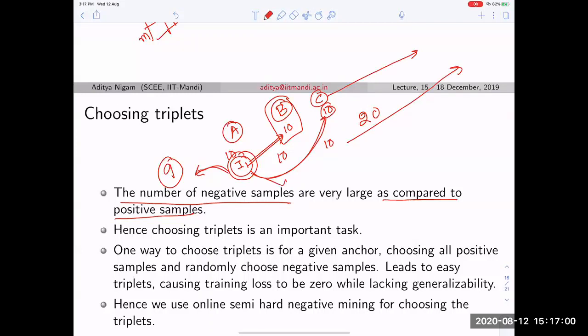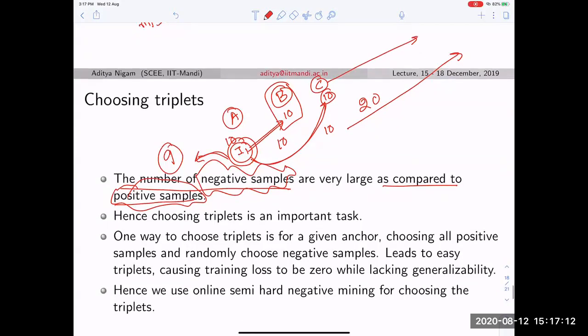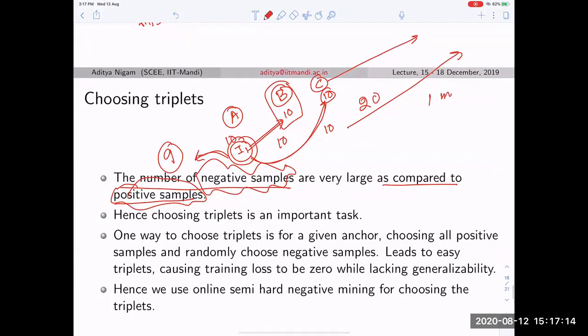So most of the time you are going to have a huge amount of negative samples, but very few positive samples. Hence you need to choose your triplet in the best possible way. Because suppose that you have 1 million negative pairs and only 1000 positive.